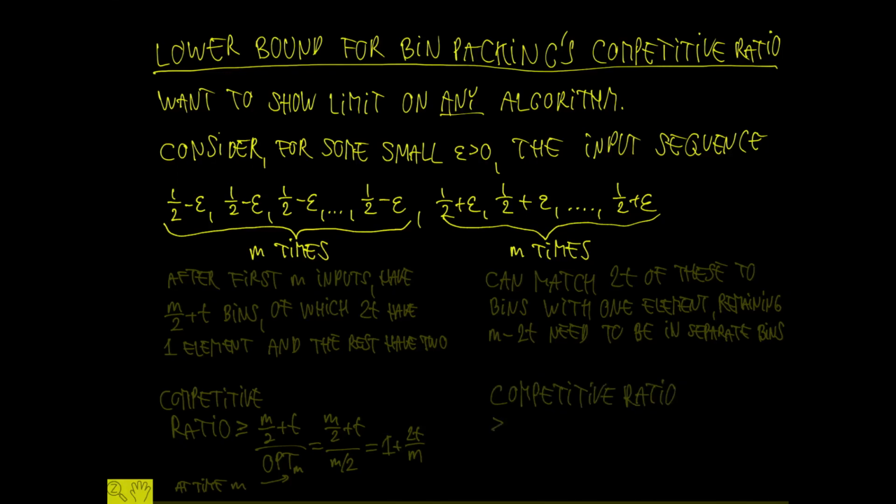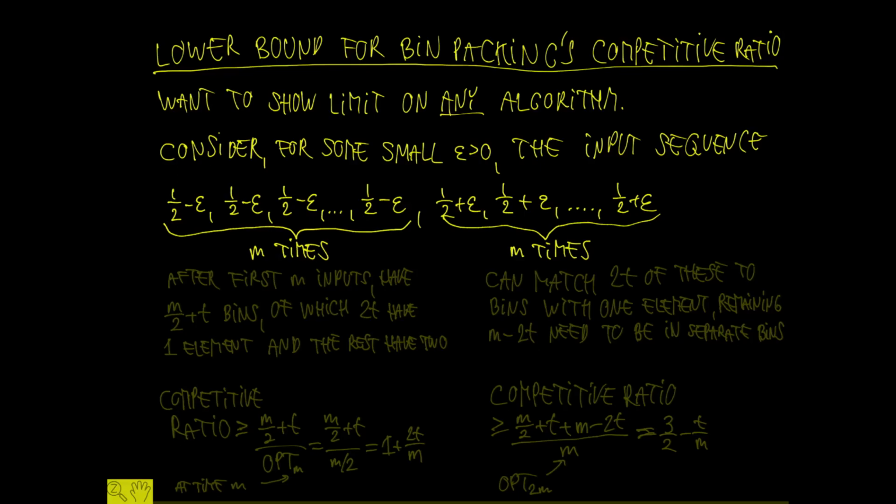Now let's consider the competitive ratio after the second phase. Both of these are lower bounds on the global competitive ratio of the algorithm. After the second phase, we have the bins from the first phase plus the m minus 2t new bins, divided by m, which is the optimum, where we pair elements from the first phase with elements from the second phase in order to get m bins. So here we get 3/2 minus t over m.